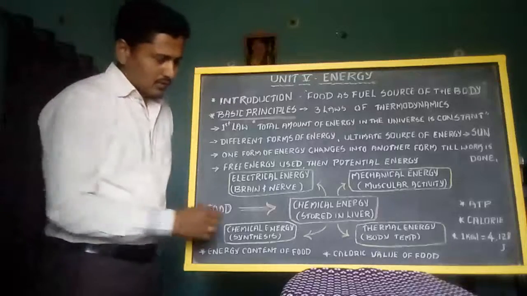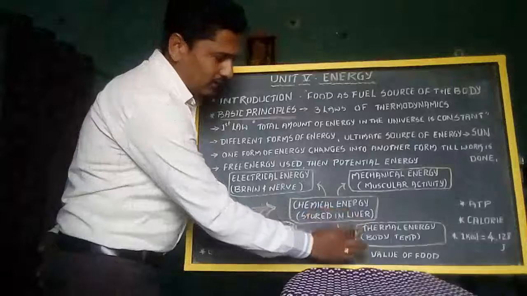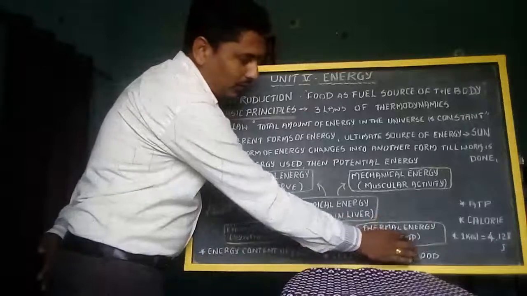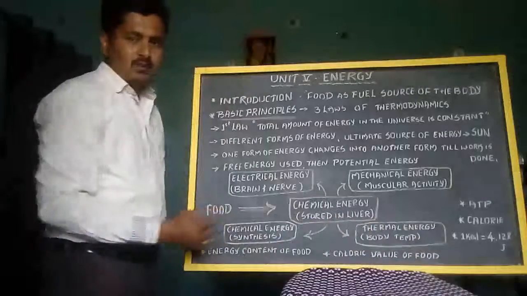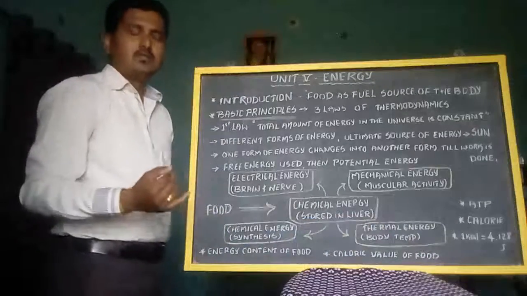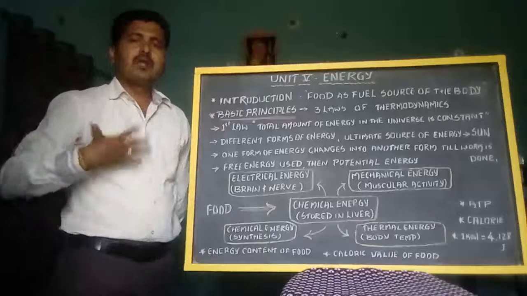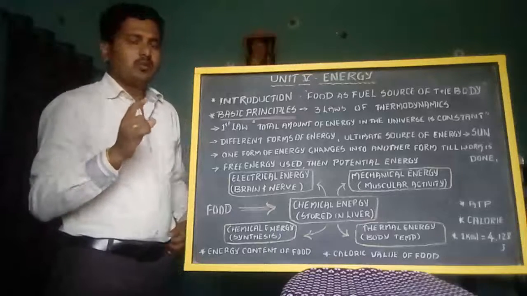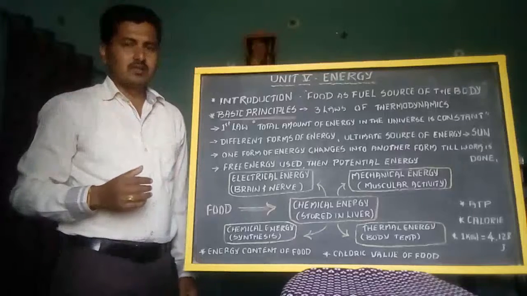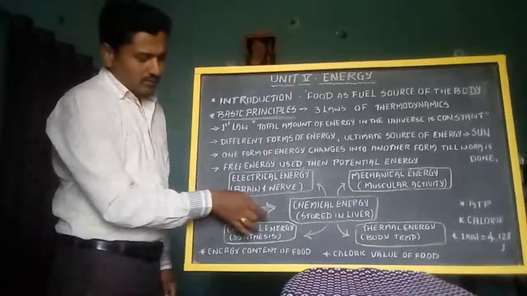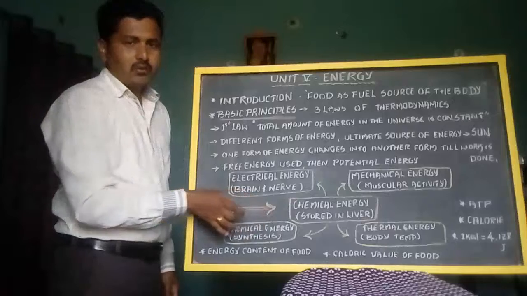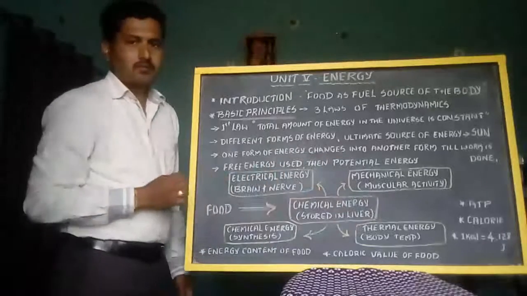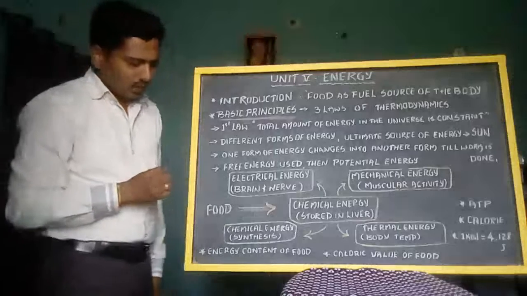And next one, the same chemical energy can be utilized for the body to maintain the body temperature in the form of thermal energy. The same energy can be utilized for the purpose of maintaining body temperature, warm or cold. That we will call as thermal energy. Yes, by looking at this diagram, we come to know one form of energy can be converted into several forms. Okay.